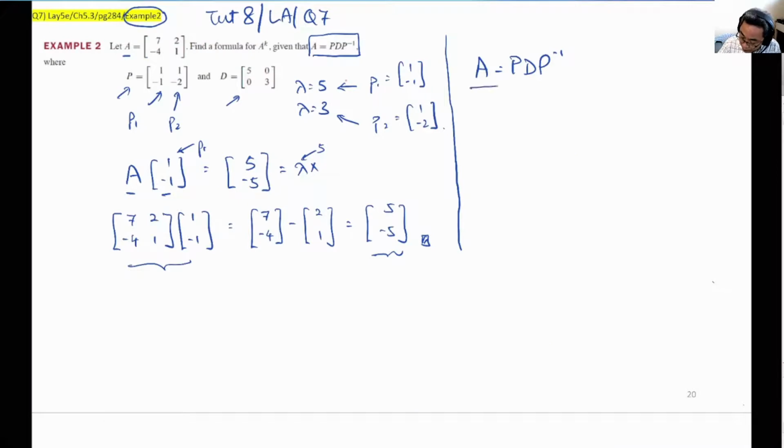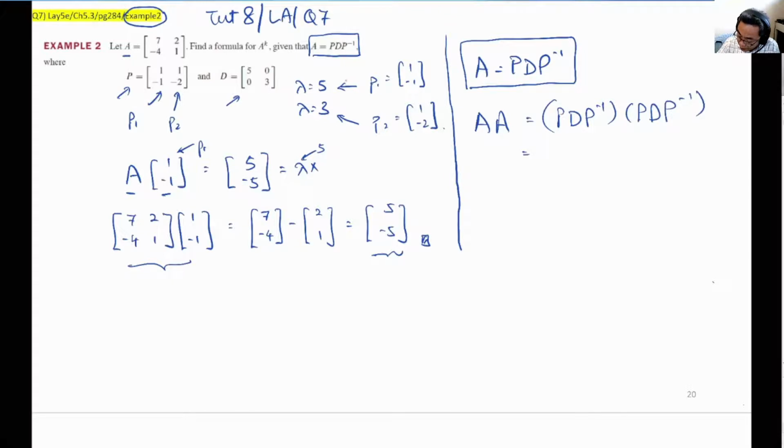We start with this equation, and then what we are going to show you is what happens when we have A times A. Then we have PDP⁻¹ times PDP⁻¹. So we can open up the bracket, and then this matrix multiplied by this matrix becomes the identity. So we have PD²P⁻¹. And if we have A³, it can be shown it will be PD³P⁻¹.